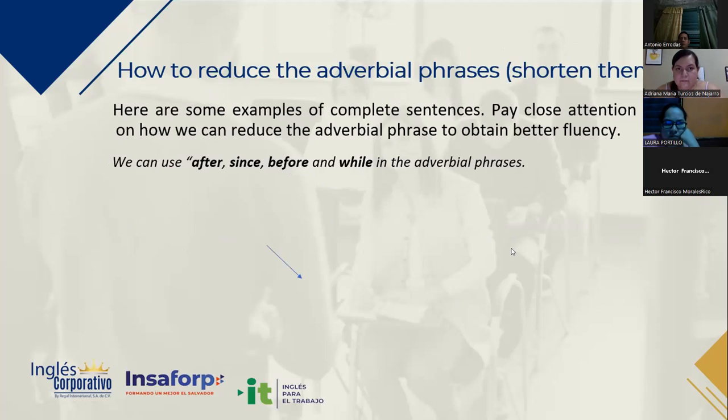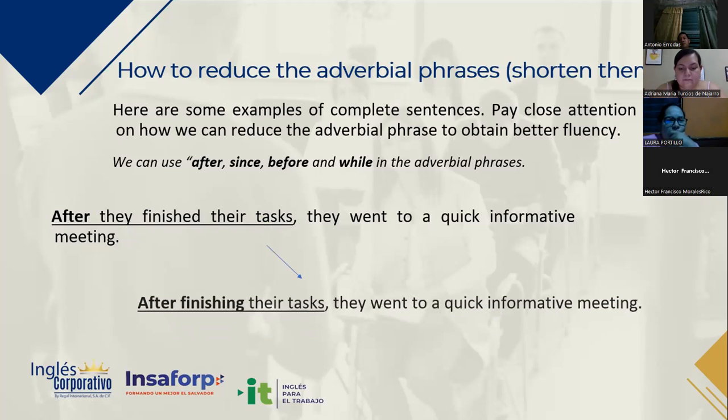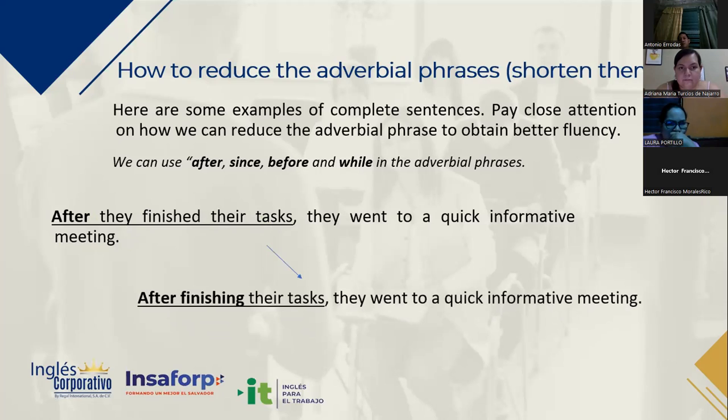All right, look at this example, people. We can use after, since, before, and while in the adverbial phrases. After they finished their tasks, they went to a quick informative meeting. I have underlined the adverbial phrase, as you can see: after they finished their tasks. We can make that part shorter, and it can be done like this: after finishing their tasks, they went to a quick informative meeting. Yes, this is possible.